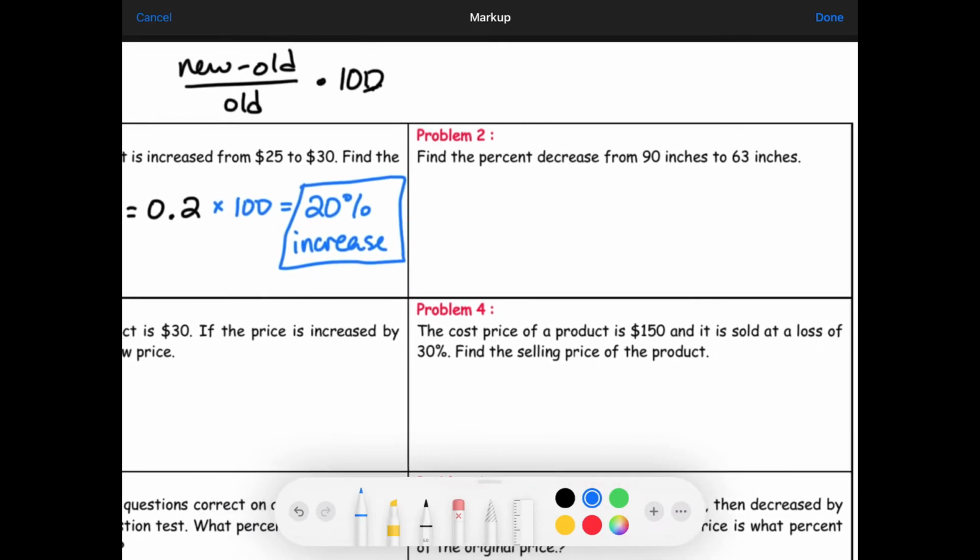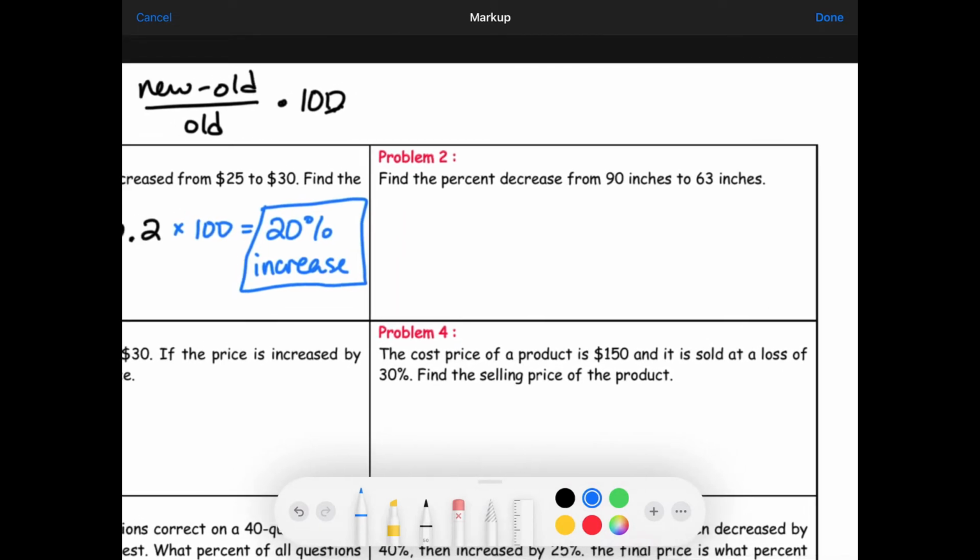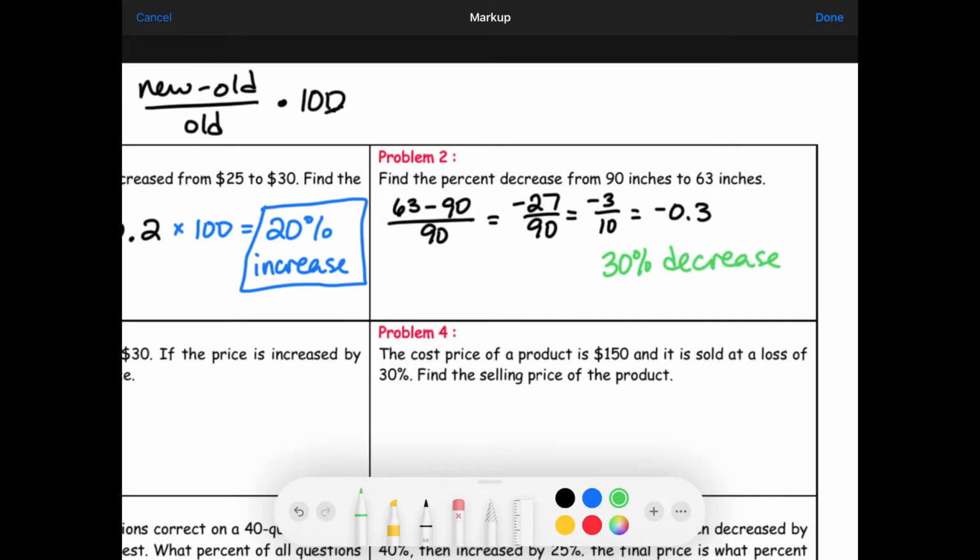Find the percent decrease from 90 inches to 63 inches. The new is 63, so 63 minus 90 over 90. We get negative 27 over 90. Which if we divide those both by 9, we get negative 3/10, negative 0.3, which moving the decimal twice would give us 30% decrease. And the negative is nice because that'll show you that it is a percent decrease.